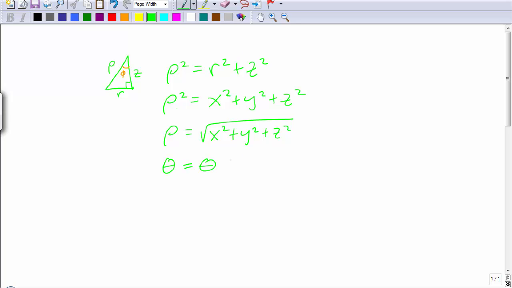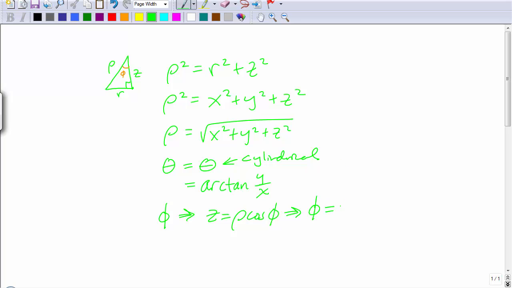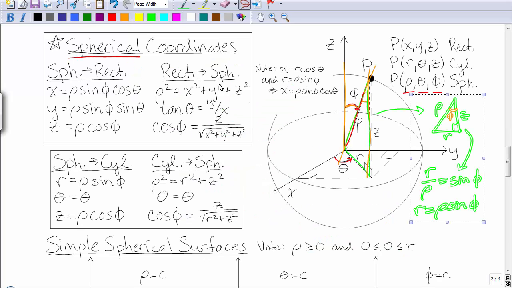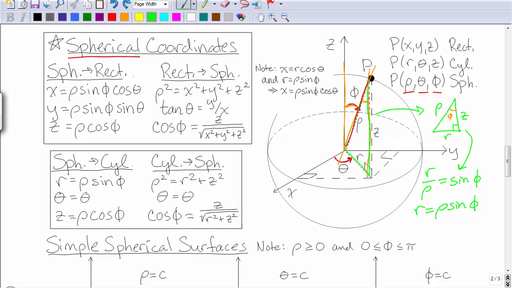Theta is the same theta that we're used to in cylindrical coordinates. So the relationships with x and y are the same. Theta would be equal to arctangent of y over x. For phi, we're going to use the relationship that z equals rho cosine phi. So that means phi equals arc cosine of z over rho. But if we only want to see x's, y's, and z's, that's arc cosine of z over the square root of x squared plus y squared plus z squared. These relationships are all listed out here.